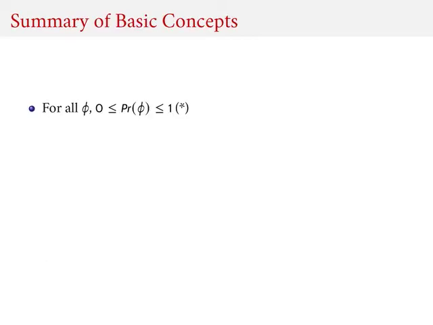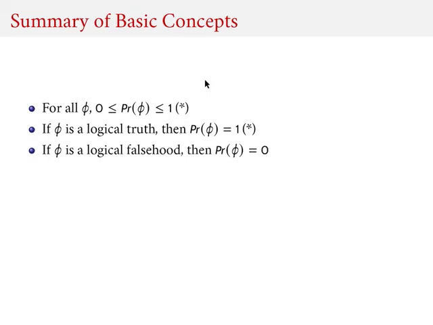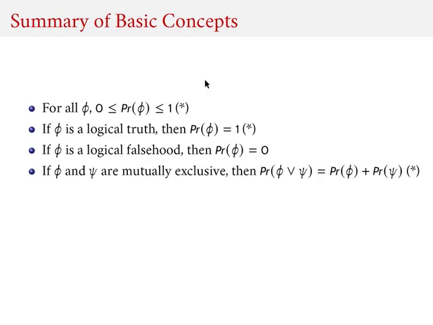All right, so here on this slide is a summary of the basic concepts or rules that I just introduced to you. And what I recommend you do is copy these down into a notebook for future reference, because these are very important in solving the various problems you'll be presented with. The first is that any sentence has a probability between 0 and 1 inclusively. The next is that any logical truth gets probability 1. Then any logical falsehood gets probability 0.